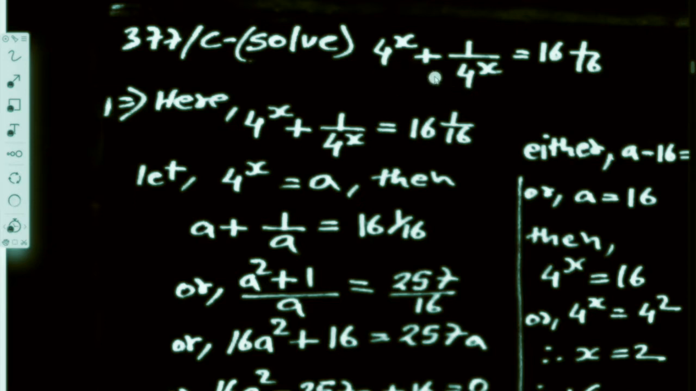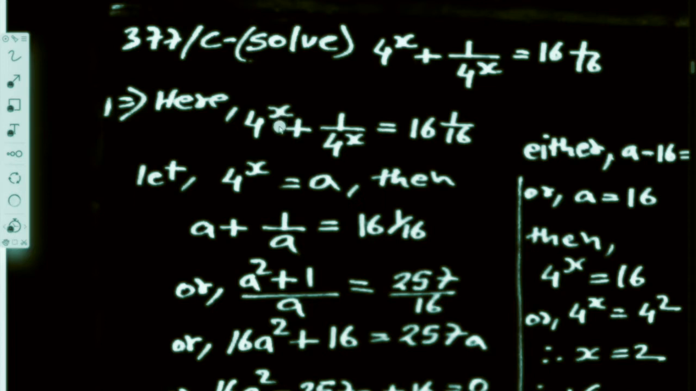To get the value of x, let's see here: 4 power x plus 1 by 4 power x equals 16 and 1 by 16 is given here. This is our equation. And now from this equation, we have to get the value of x.